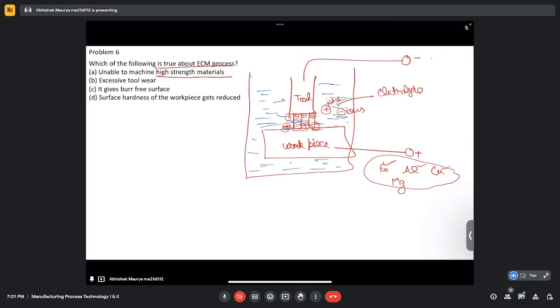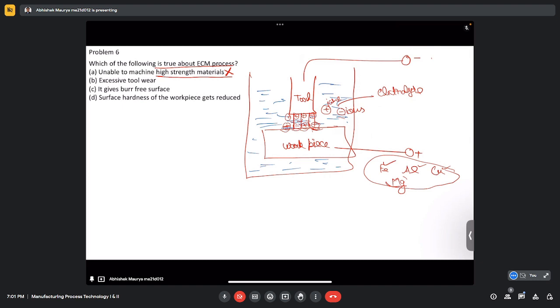Although each material has different strength, since they are conductors, if we use an appropriate electrolyte, all these materials can be machined. So from the electrochemical process, we can machine any material as long as the material is conductor in nature. Strength is not going to play any role in electrochemical machining. So this is wrong.